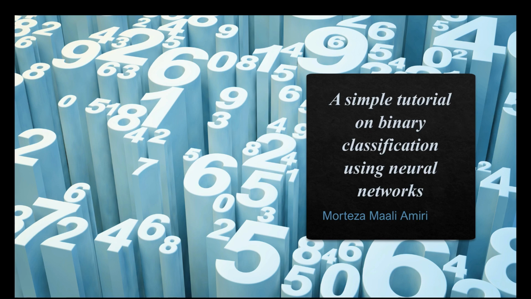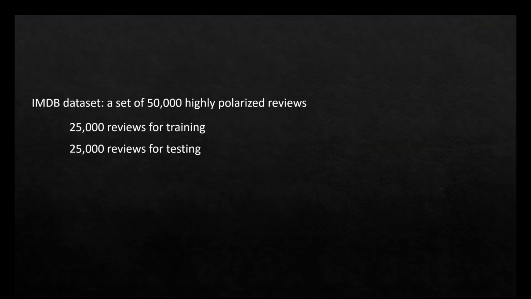As I said, this video is going to be a simple tutorial on binary classification using neural networks. We'll be working with the IMDB dataset of 50,000 highly polarized reviews from the Internet Movie Database. They're split into 25,000 reviews for training and 25,000 reviews for testing, each set consisting of 50% negative and 50% positive reviews. The IMDB dataset comes packaged with Keras.